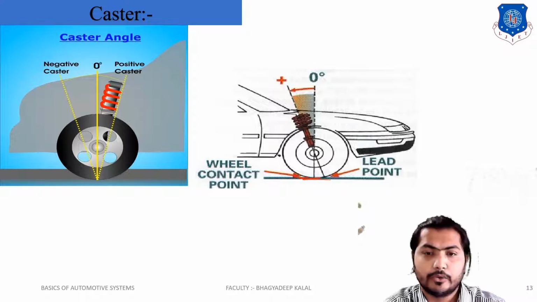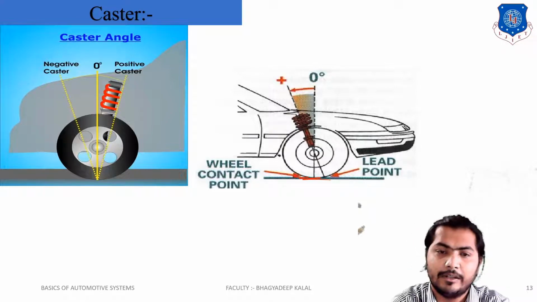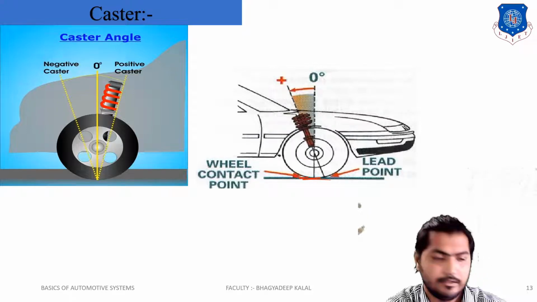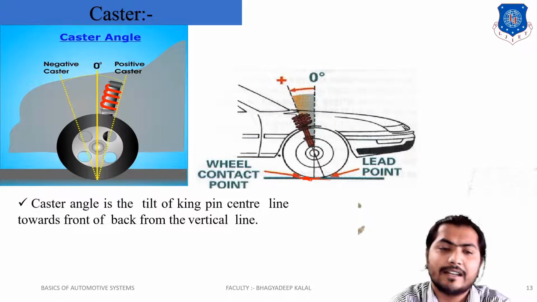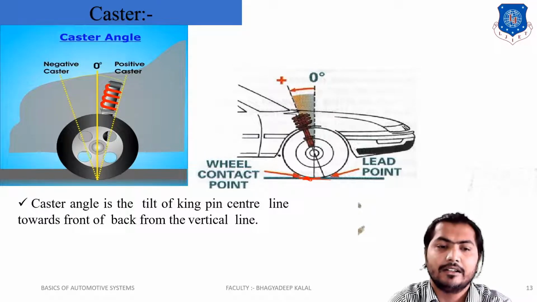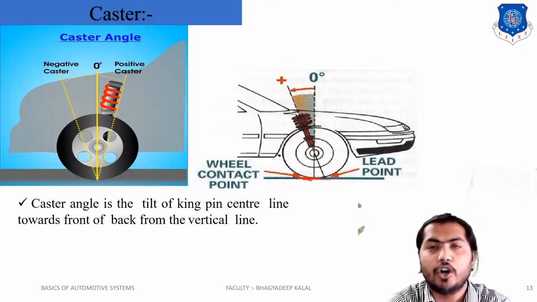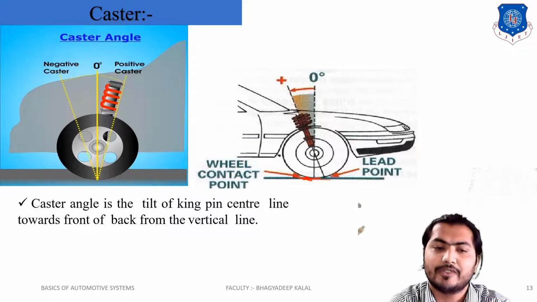So the total load can be borne by this one kingpin angle, and this is the contact point of wheel and tires. Okay, the caster angle is the tilt of the kingpin center line towards the front or back from the vertical line. If the suspension is attached like this, okay, this is our suspension system and the steering mechanism is like this, so that is the negative caster.